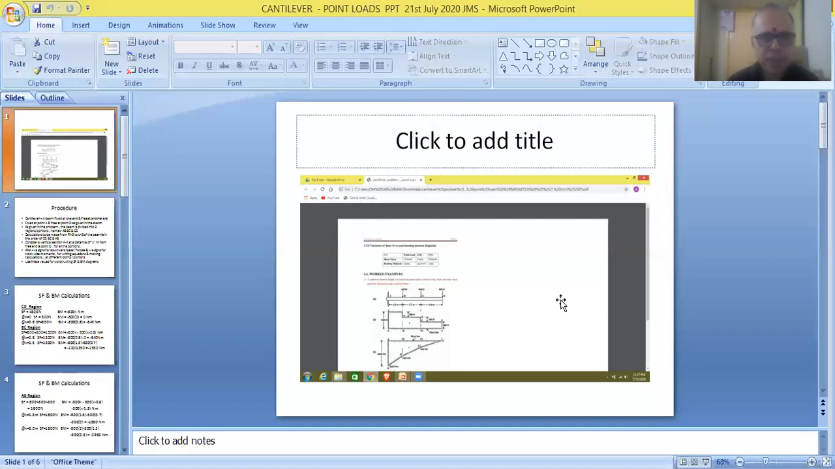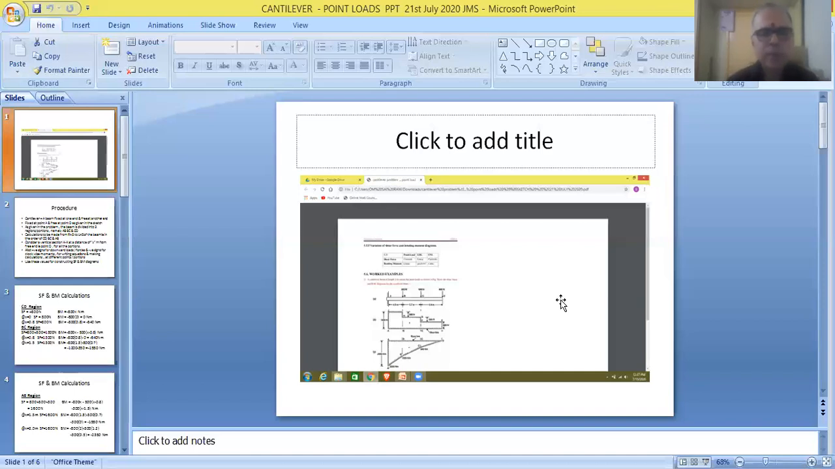So this is, as a whole, this cantilever. It is defined as a beam that is fixed in one position and free in another position. So if a beam is fixed in one position and free at another position, simply it is referred to as a cantilever.